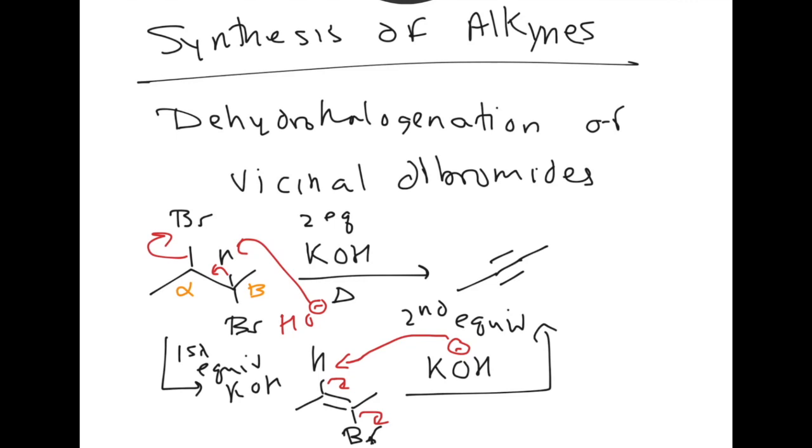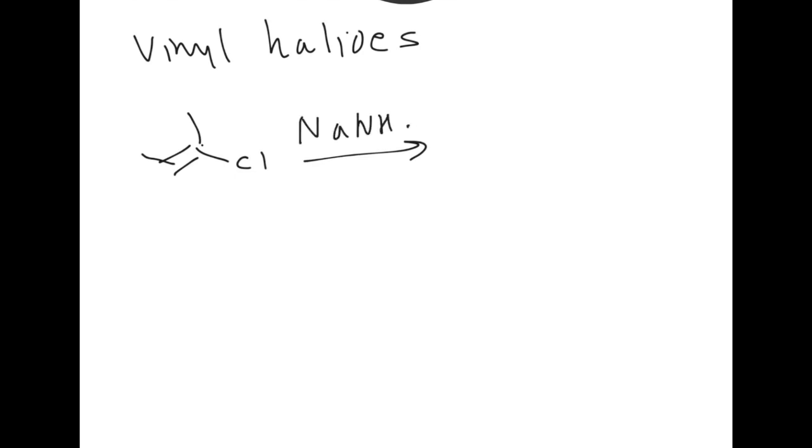Another way we can do this is starting with a vinyl halide. Right, so we have a vinyl halide. Use sodium amide, and it does the same thing. It removes this hydrogen to make an alkyne.